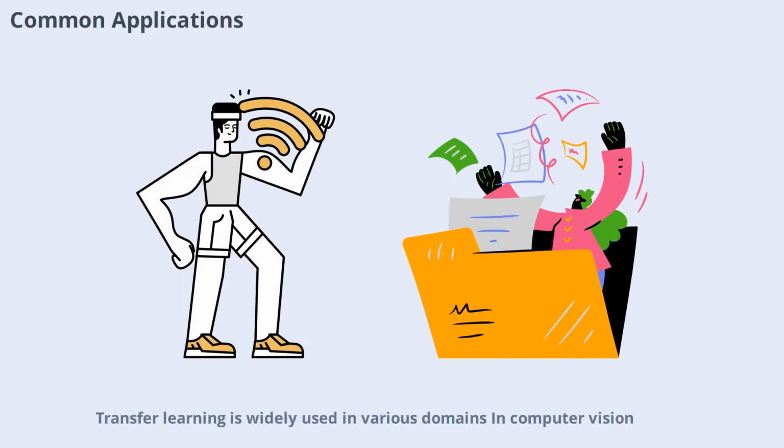Transfer learning is widely used in various domains. In computer vision, it helps with image classification, object detection, and facial recognition. In natural language processing, it powers tasks like sentiment analysis, translation, and question answering. Even in audio and speech recognition, transfer learning accelerates development. By reusing knowledge from one domain, you can tackle new challenges more efficiently and effectively.